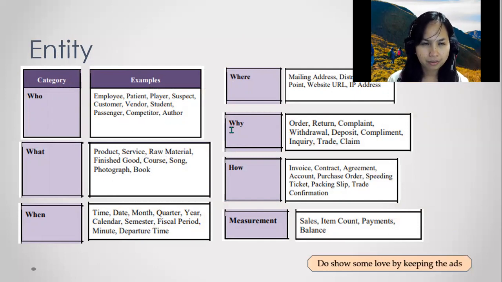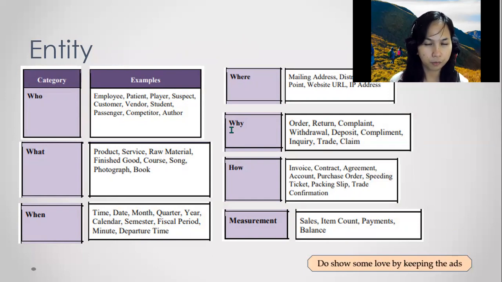Okay, we have the next category, when. It refers to the calendar or time interval of interest to the enterprise. That is, when is the business in operation? We can take a look at some examples such as time, date, month, quarter, year, calendar, semester, fiscal period, minute, even departure time.